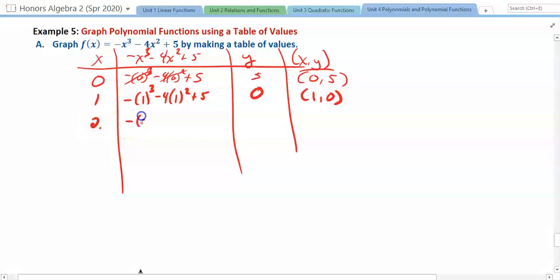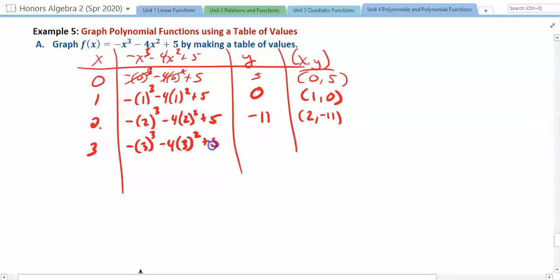For 2, we're going to get the opposite of 2 cubed minus 4 times 2 squared plus the 5. And so we're going to get negative 8. This will give us another negative 8, so that's negative 16. And plus the 5 would take us back to negative 11. And so I'm at 2, negative 11. Let's go to 3 and see what happens. The opposite of 3 cubed minus 4 times the 3 squared plus the 5.